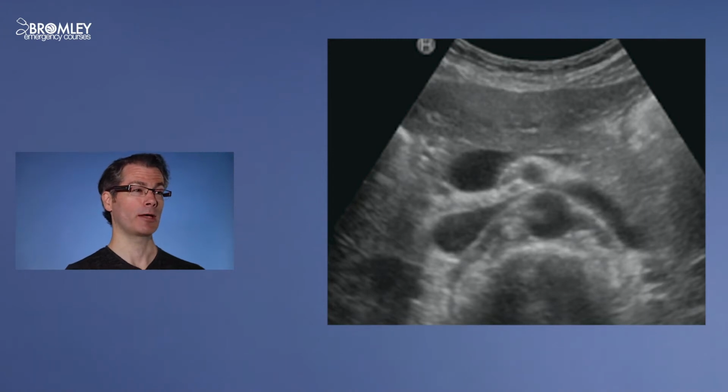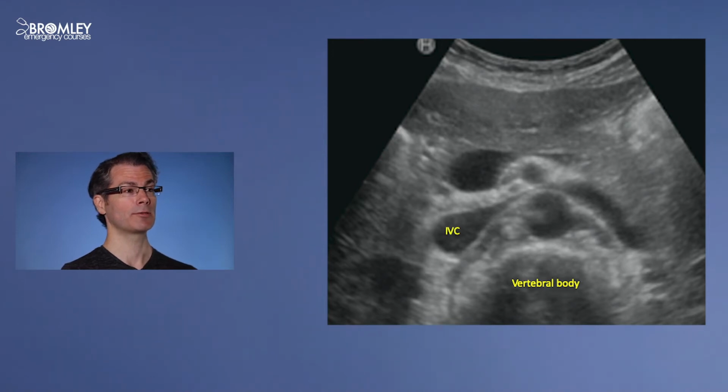Now a little bit lower down, this is the level of L1. Again, we start with the vertebral body at the back. We have the IVC to the patient's right and the aorta to the patient's left. Just above this is the SMA, and these 3 structures, the vertebral body, aorta and SMA, are sometimes referred to as a snowman, with the vertebral body the body of the snowman, the aorta the head, and the SMA the little hat on the top.